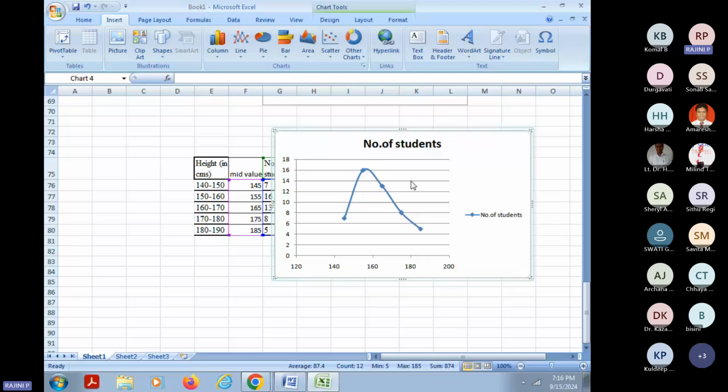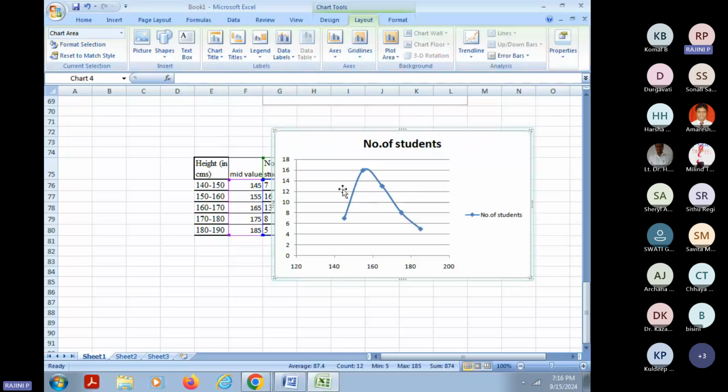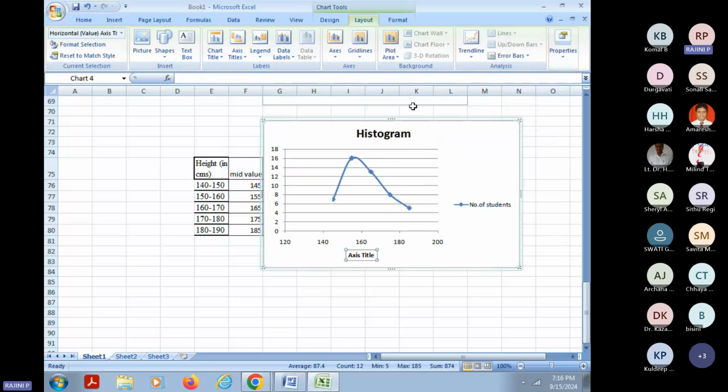Titles of this. Select the data, select the graph, go to the layout and chart title, above the chart. What is it? It is a histogram. Here only you can change it. Histogram. Okay. And then go to the layout, axis title, horizontal title below.